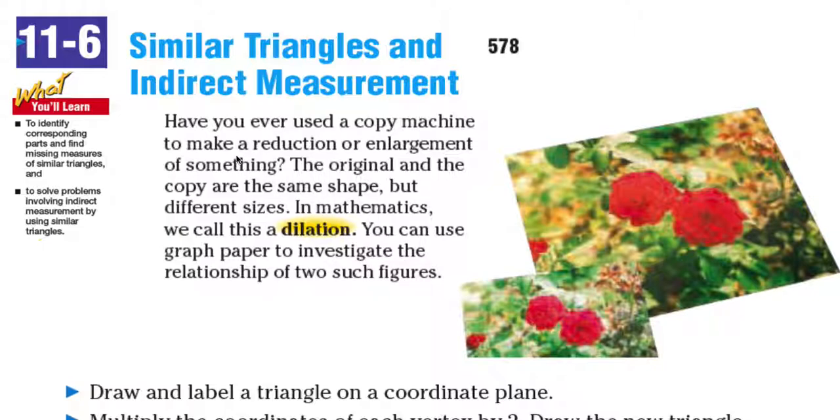Have you ever used a copy machine to make a reduction or enlargement of something? The original and the copy are the same shape, but they are in different sizes. So in math, you call this dilation. And we can use graph paper to investigate the relationship of such two figures. Basically, let's say you have this original portrait right here, and you want to reduce it using a copy machine. This is what we call a dilation.